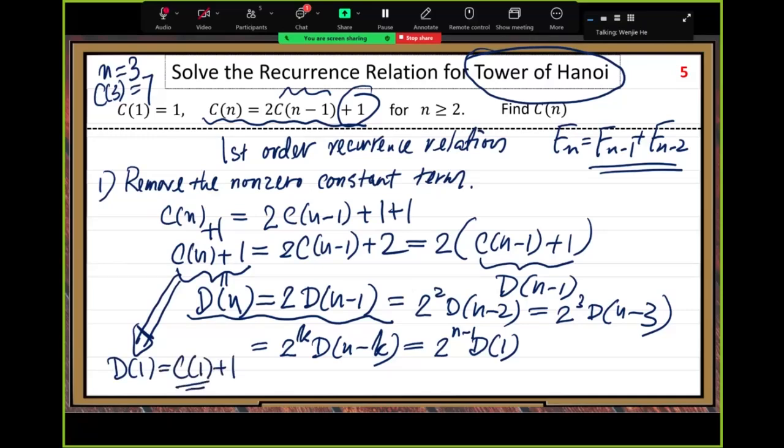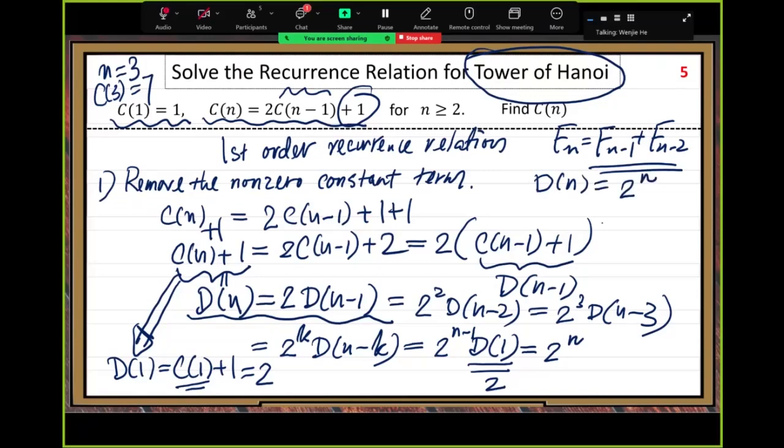What is c of 1? c of 1 equals 1. c of 1 plus 1 is 2. Okay? So that means d of 1 equals 2. So 2 times 2 to the n minus 1, that's 2 to the n. So that gives us d of n equals a power of 2, 2 to the n.